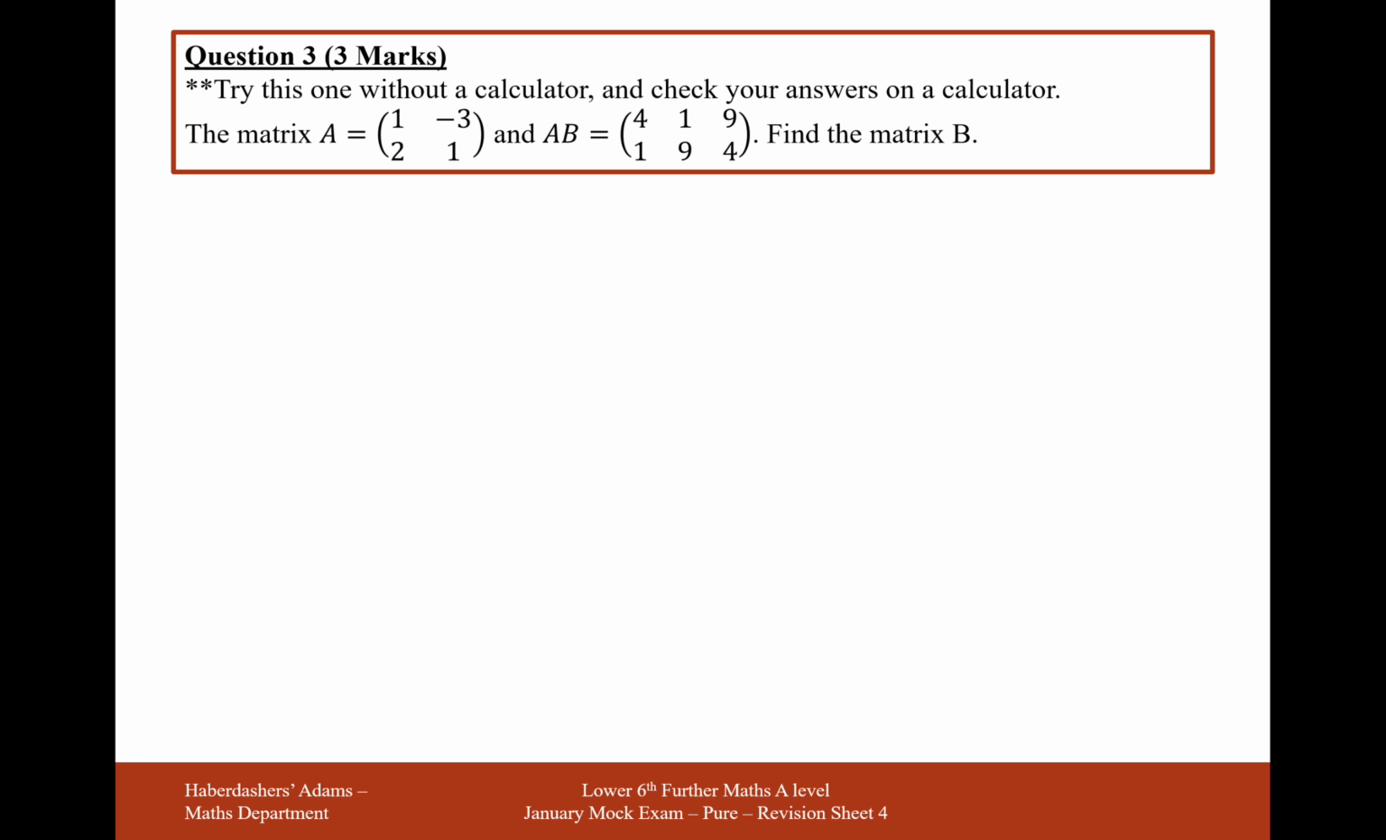Here we're on question 3. The matrix A = (1 -3; 2 1), and AB is that matrix there. Find matrix B. So we've got the matrix (1 -3; 2 1) times this B matrix, and that will give me the answer of (4 1 9; 1 9 4).